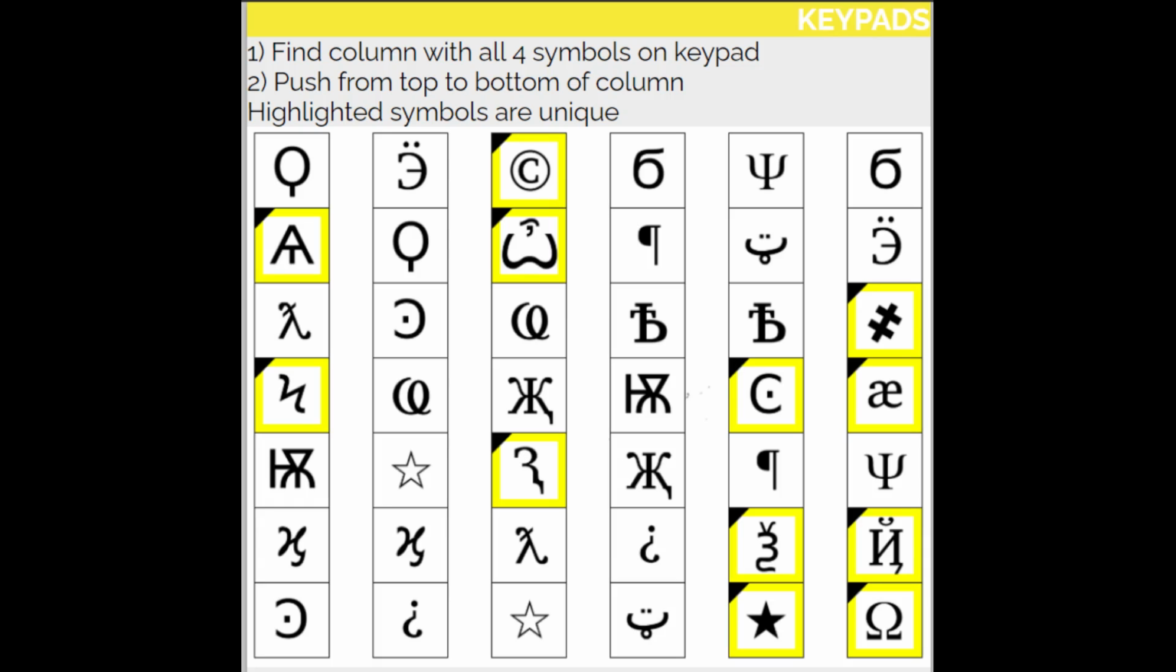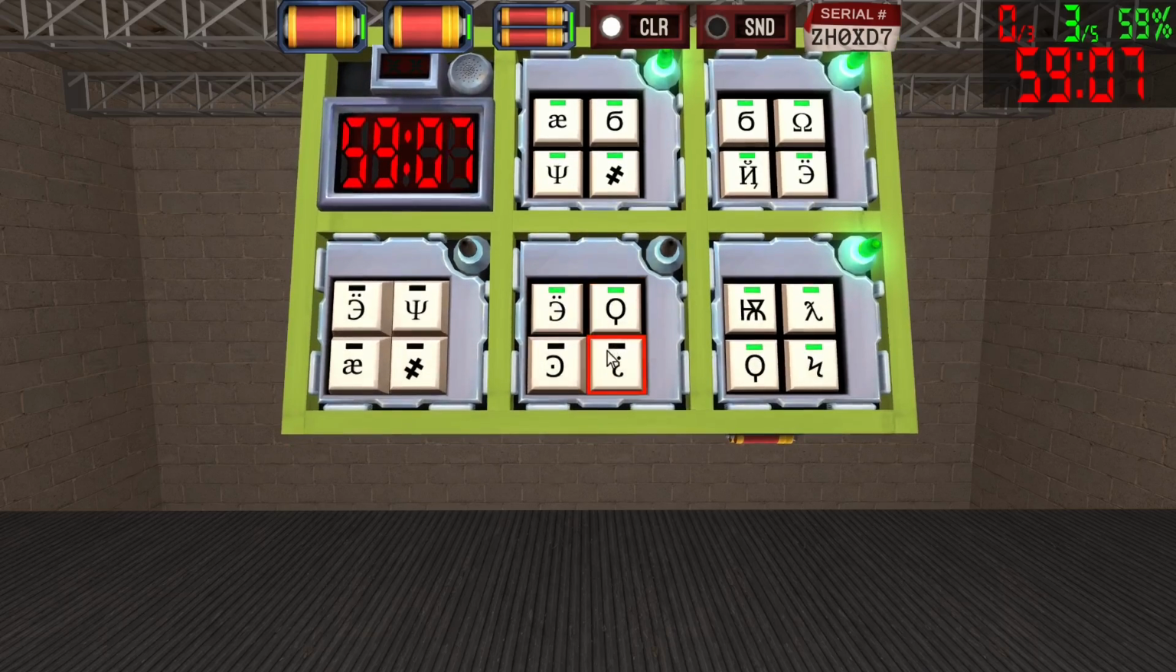Next up we have E, O, backwards C, and question mark. None of these symbols only appear once, so we know we are either going to use column 2 or 4. Since column 2 is the only column that uses backwards C, we must use that column with the order being E, O, backwards C, and question mark.